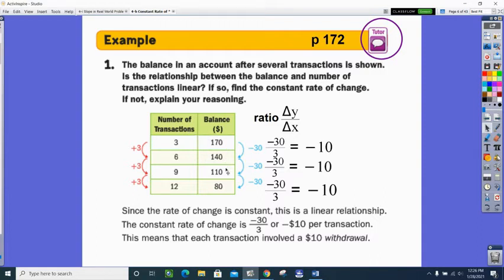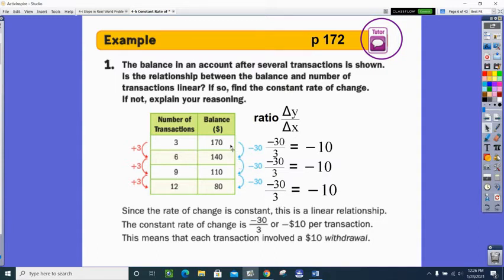Okay, so let's take a look at the 2 middle points. I'm going to take y minus y, 110 minus 140 is negative 30, over 9 minus 6, which is 3, divided out, it's negative 10. And finally, 80 minus 110 is negative 30, over 12 minus 9 is 3, and that gives me a negative 10 too.